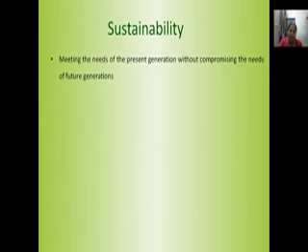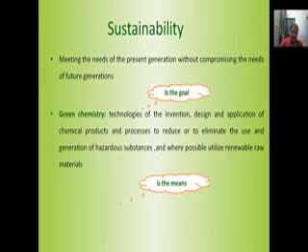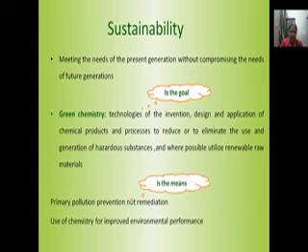Now, sustainability. Meeting the needs of the present generation without compromising the needs of future generations is the goal. Green chemistry technologies involve the invention, design and application of chemical products and processes to reduce or eliminate the use and generation of hazardous substances and, where possible, utilize renewable raw materials. The means is primary pollution prevention, not remediation. Use of chemistry for improved environmental performance.